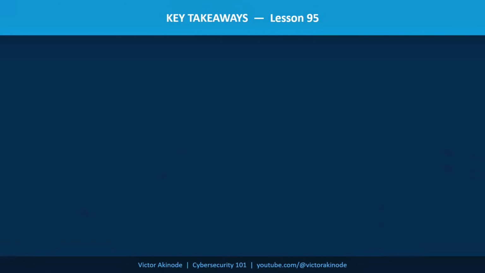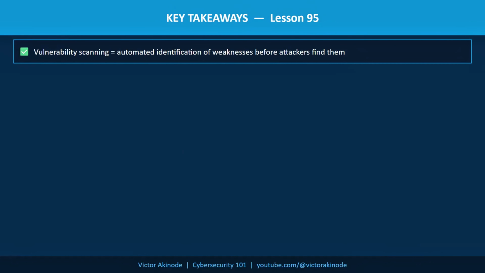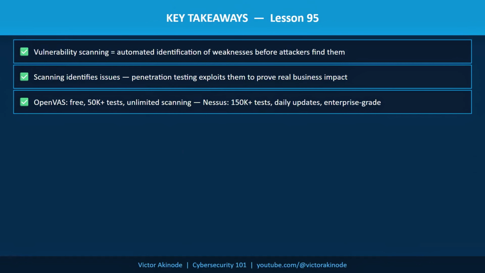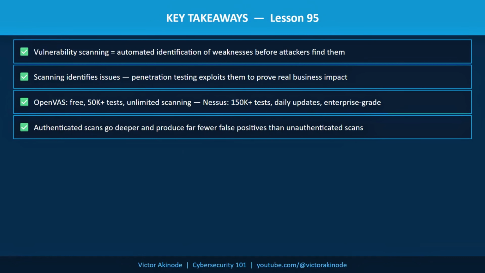Let's consider the key takeaways in this lesson. The first one is that vulnerability scanning is the automated identification of weaknesses before attackers find them. Scanning identifies issues, and penetration testing exploits them to prove real business impact. OpenVAS is free, it has 50k plus tests, and it has unlimited scanning. But Nessus has 150,000 plus tests, daily updates, and it's enterprise grade. Authenticated scans go deeper and produce far fewer false positives than unauthenticated scans.